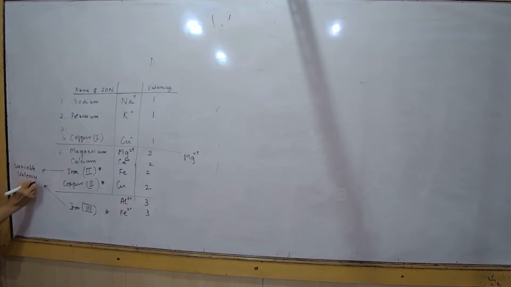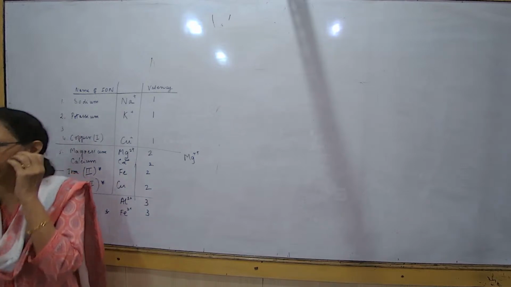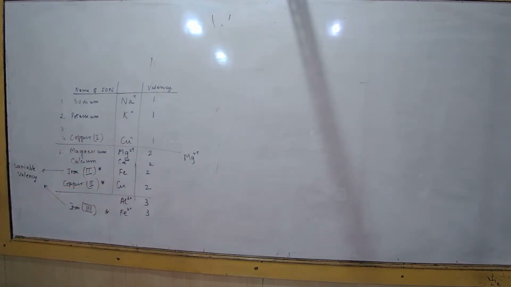Not every element is like this, only two or three will have such type of variable valency. Not every valency is like 1, so the Roman number will also be 1. Yes. So the Roman number will be 2 or 3. Then one metallic element.